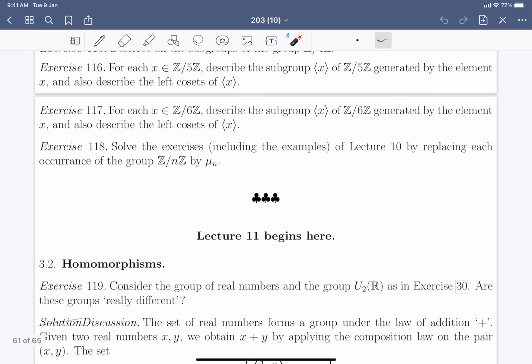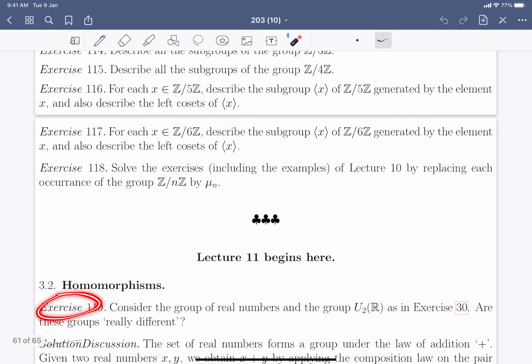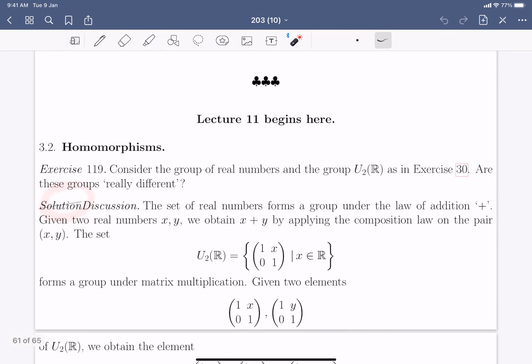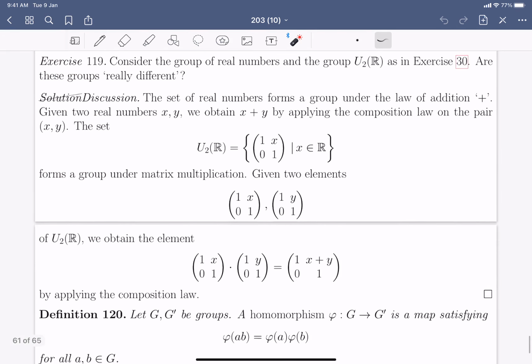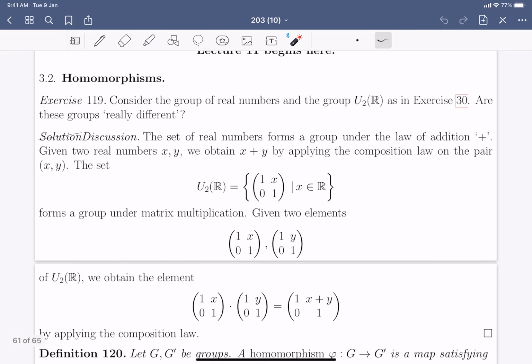Now I'll try to answer this question. I try to solve this exercise, but as you get to see, this cannot be solved, because it doesn't have any precise answer. Instead of having a solution here, we can have a discussion. So let's see what we can do in this context with these two groups, namely U2R and the group R of real numbers. Note that the set of real numbers forms a group under the law of addition. Given two elements x and y, we obtain x plus y by adding them.